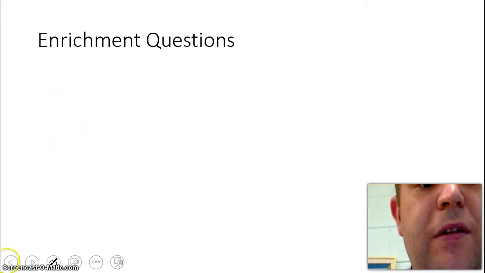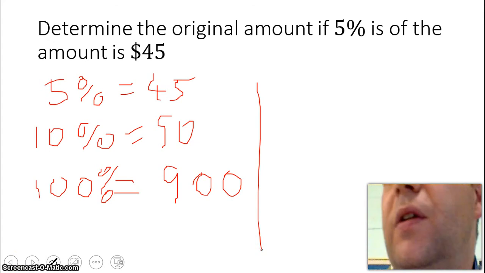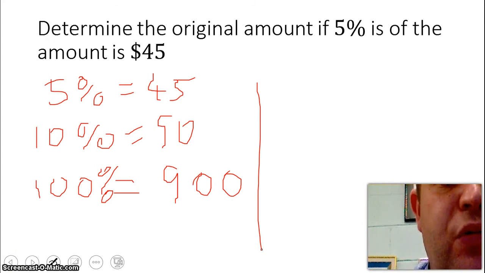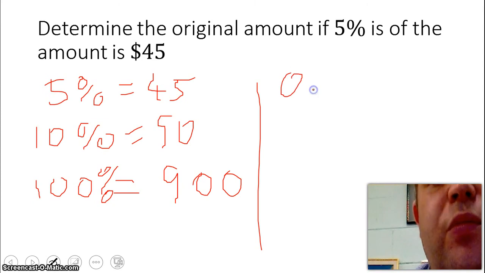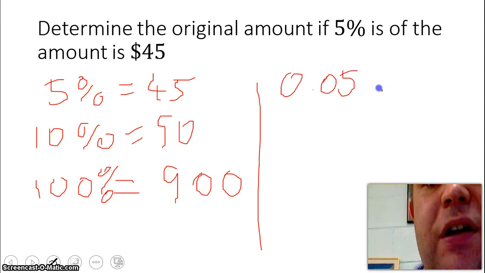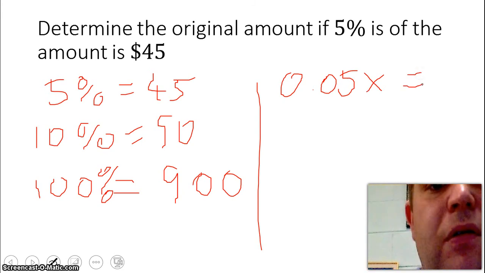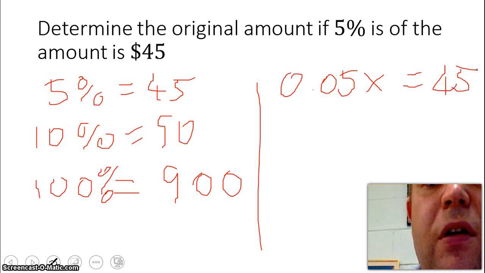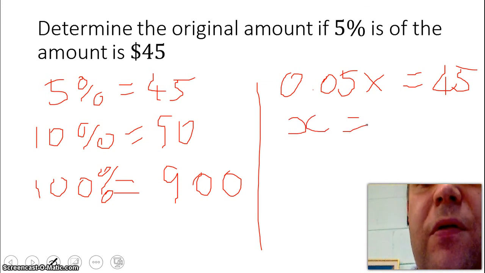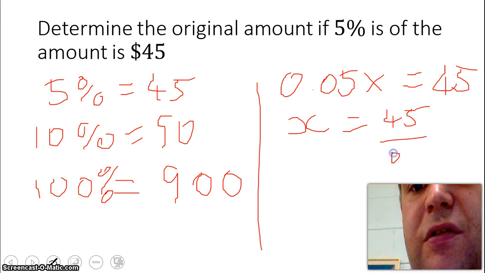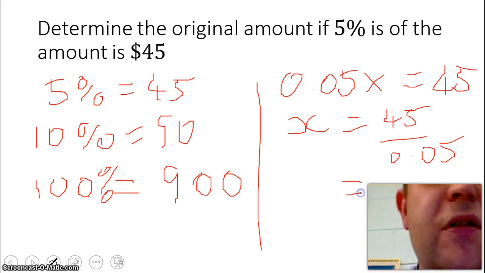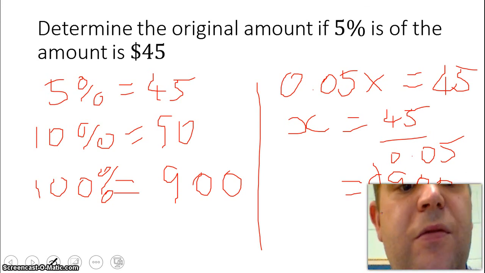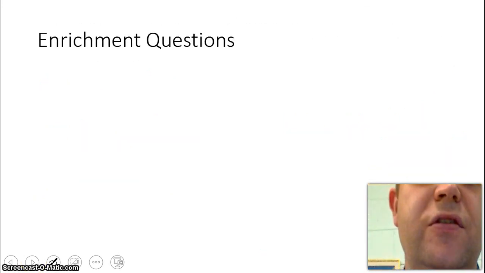Now the other way we can do that is we can use the unitary method, or we can use the decimal approximation. So we've got 0.05 times x is 45. So we've got multiplication, so we're going to go with x equals 45 divided by 0.05, which is going to give us exactly the same answer of $900. Two different ways to do it, two ways to solve that question.